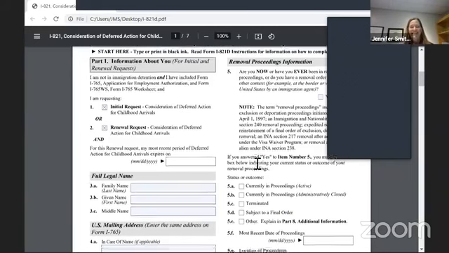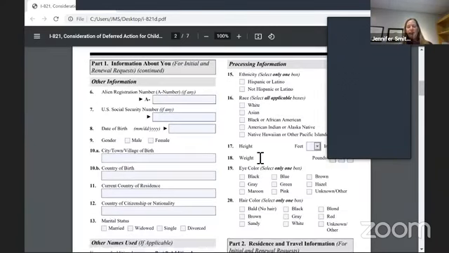Okay. In the second page of this form, we're going to start with question number 6. Question number 6 asks for your alien registration number. If you have never applied for any type of immigration benefit or for DACA in the past, you're not going to have an A number, as it's called. There's nothing to put in here. The same goes for a social security number. You won't have anything to put in here. So these two may not apply to you, and that's fine.